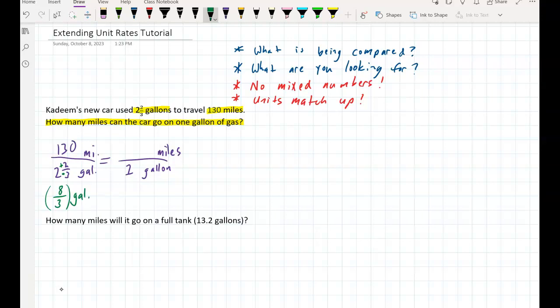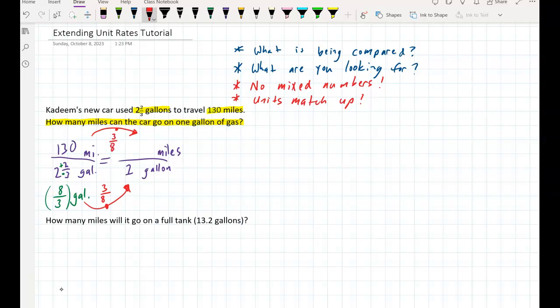Now you have to ask yourself at this point, what do I multiply by to get from 8/3 of a gallon to 1? And remember, when you want to get 1 and you're multiplying, you have to multiply by the reciprocal of your starting number, the original factor. What is the reciprocal of 8/3? Well, that's 3/8. 8/3 times 3/8 is 1. And if you do that in the denominator of your ratio, you have to do the exact same thing in the numerator as well. So I'm going to multiply 130 times 3/8.